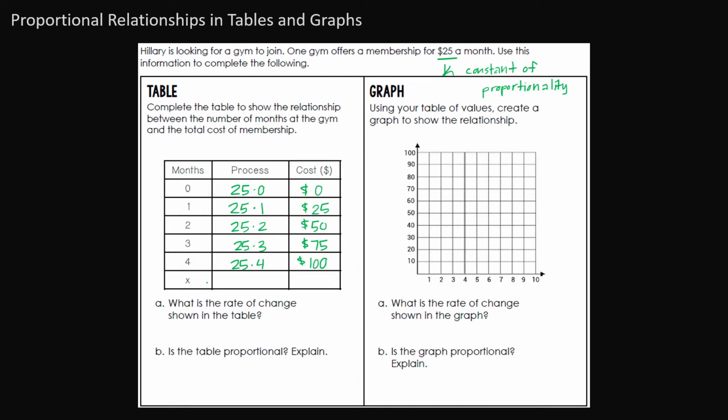And so when we get to the end of the table where we just need to create a rule for this scenario, let's say we go to the gym for x number of months. Well, we would be multiplying 25 by x, and my cost is y. We can actually write an equation for this information. y is equal to 25x, where 25 is the constant of proportionality. In other words, the cost is equal to 25 times the number of months.